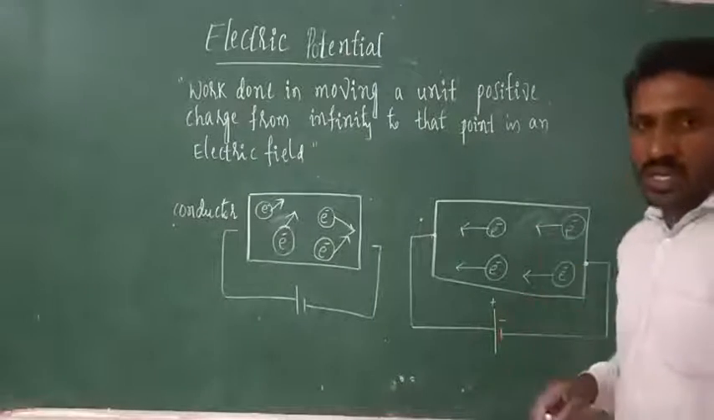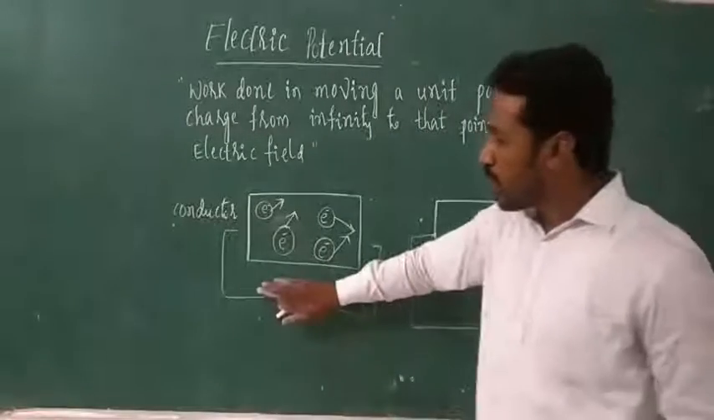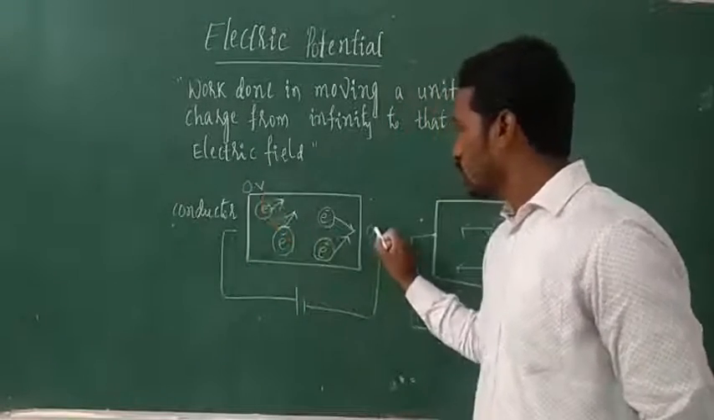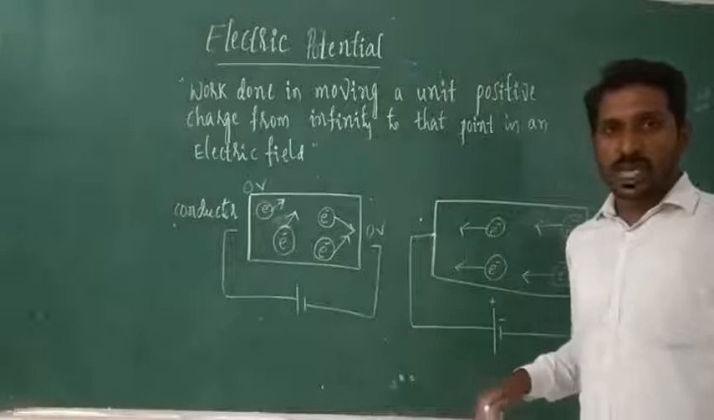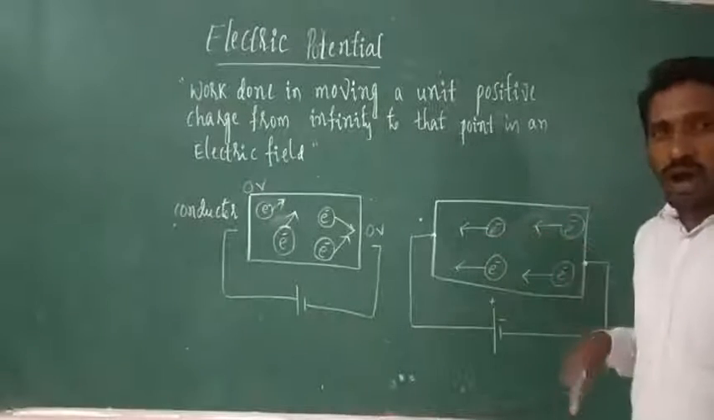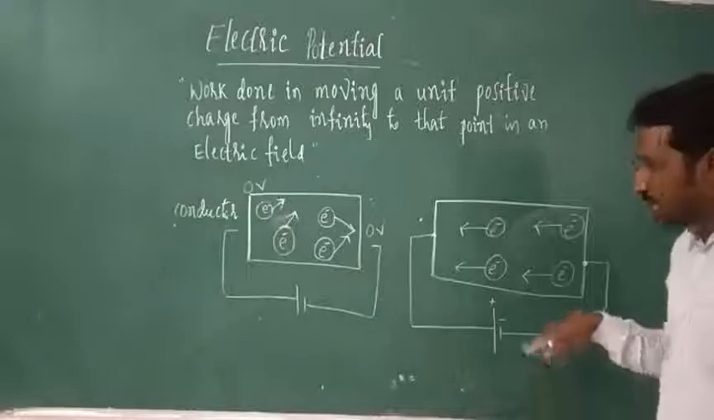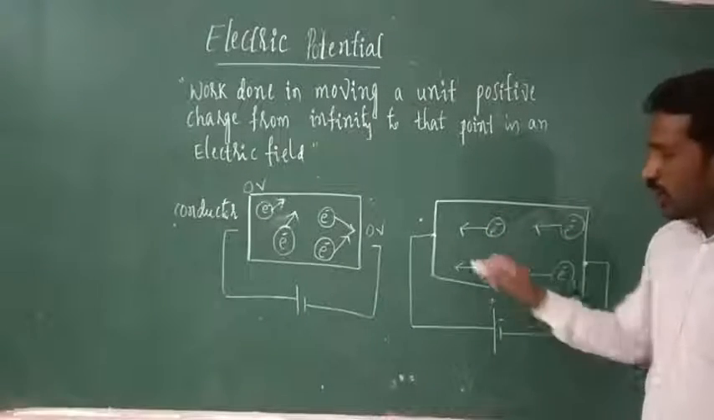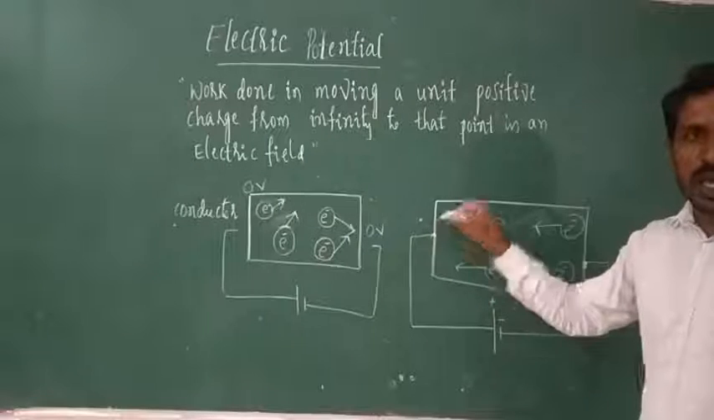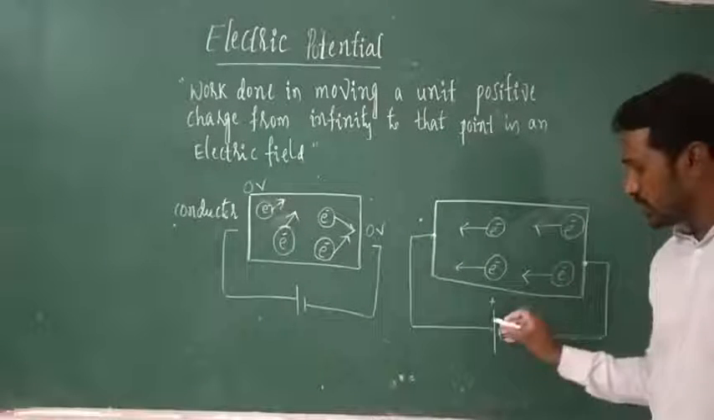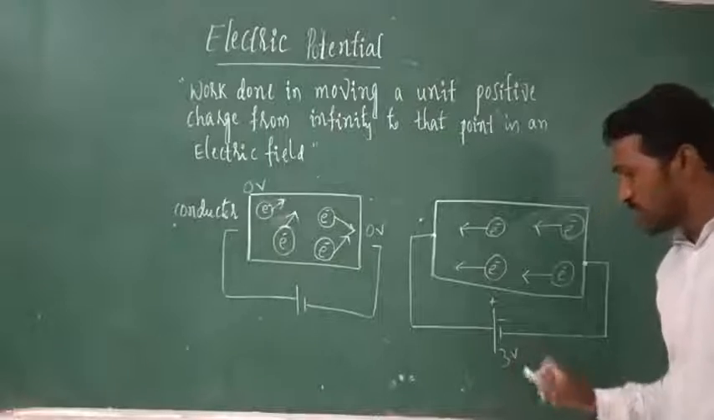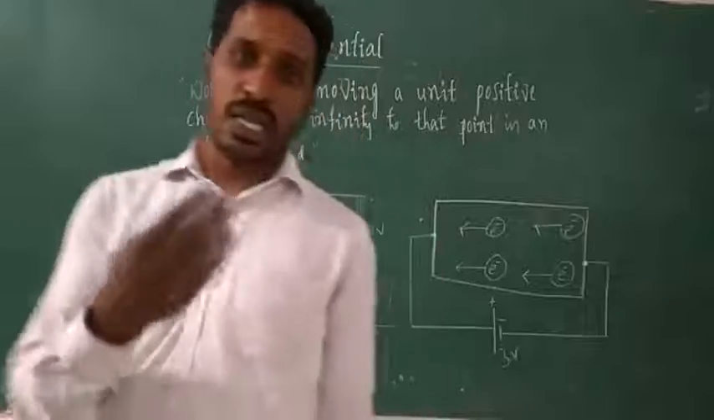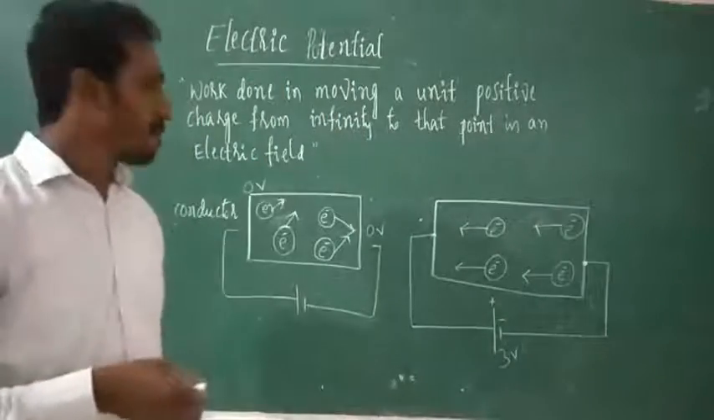What happens after connecting a cell or battery? Before connecting a cell or battery, the potential at both the ends is zero. After connecting a cell or battery, there is a difference in potential. One is at higher potential, another one is at lower potential. See, if you connect a 3 volt cell, what will happen? One terminal will have 3 volt, another terminal will have 0.